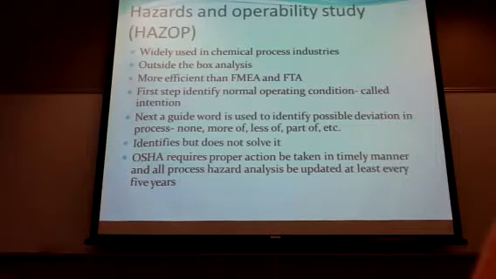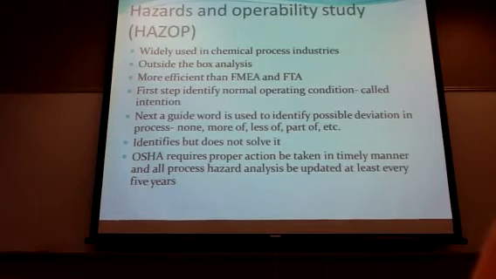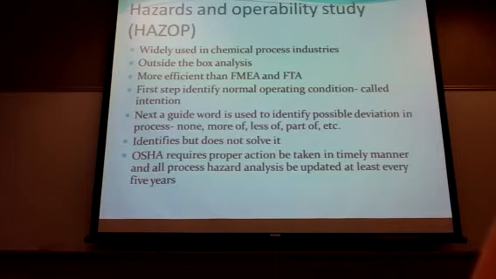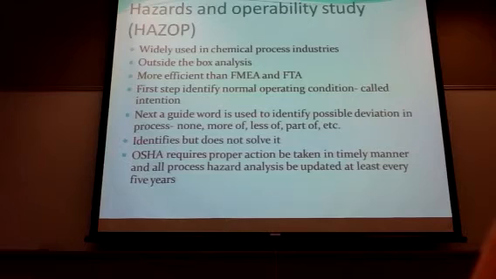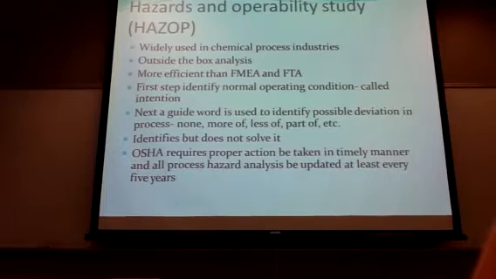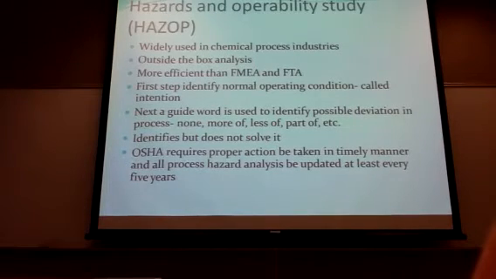Like most of the ones that I mentioned before have to do with the process, looking at the process designs or looking at the process itself and trying to analyze the possibilities of failure in the process. But this HAZOP has to do with something that is outside the process. It has to do with the human factor. And it is more efficient than the FMEA and the FTA.